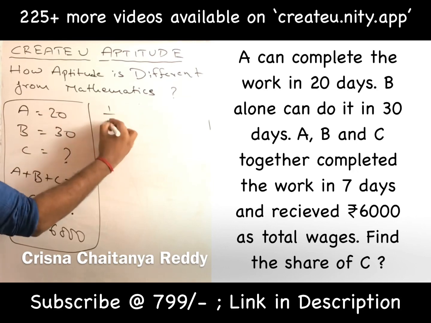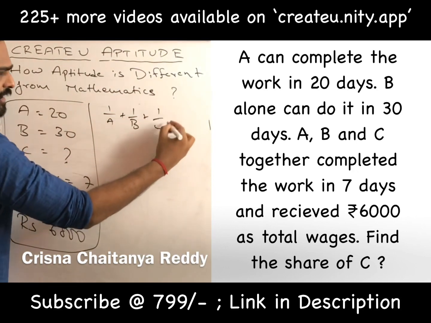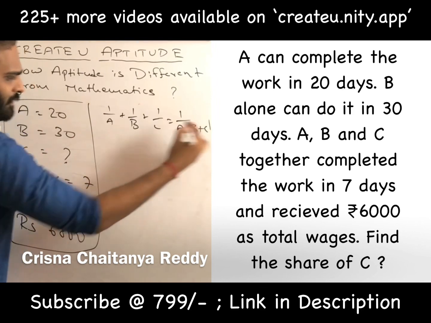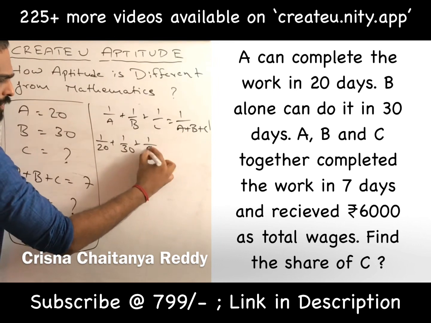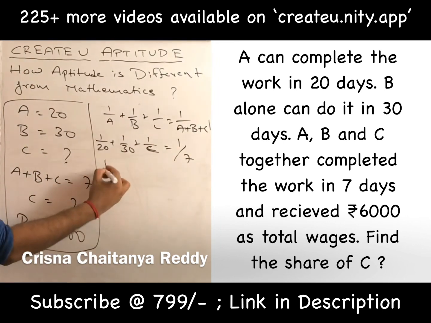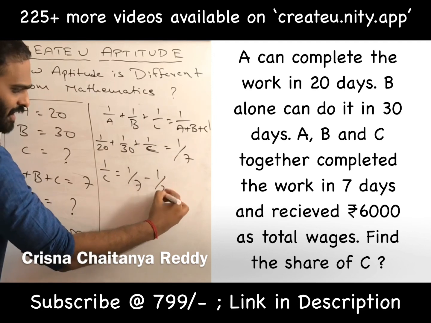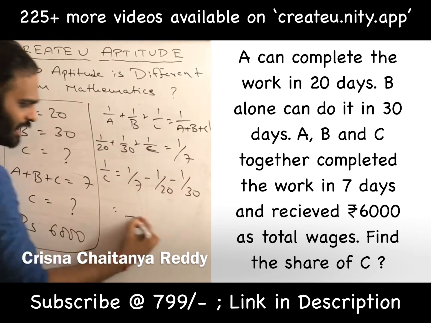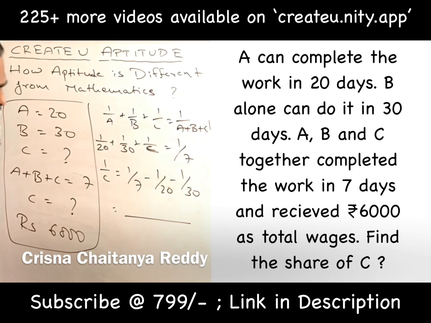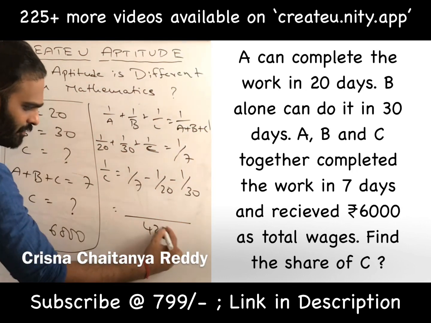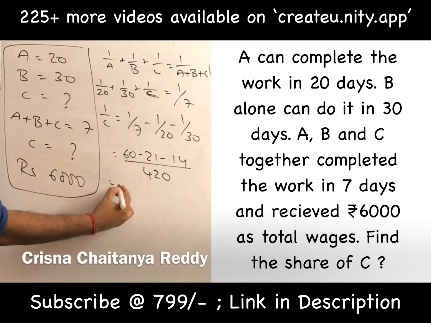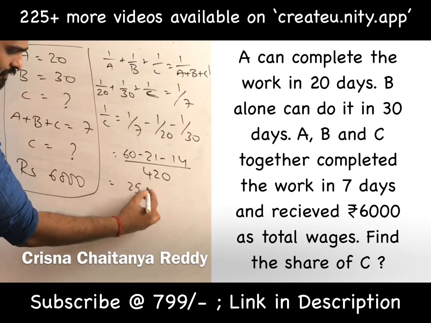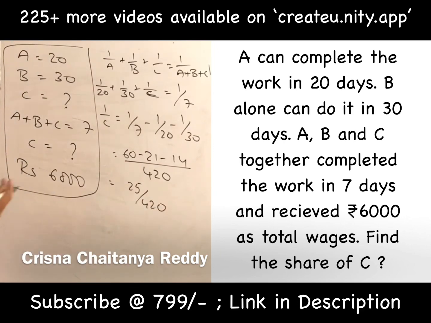It's as simple as 1/A plus 1/B plus 1/C is equal to 1/(A plus B plus C). You can say 1/20 plus 1/30 plus 1/C is equal to 1/7. So 1/C is equal to 1/7 minus 1/20 minus 1/30. You have to take the LCM, and the LCM for this question will be 420, and then you go for 60 minus 21 minus 14, and this is 60 minus 35, that is 25/420. 25/420, if you simplify, you will get 5/84, but don't do that.